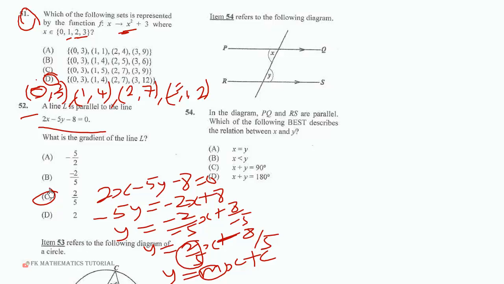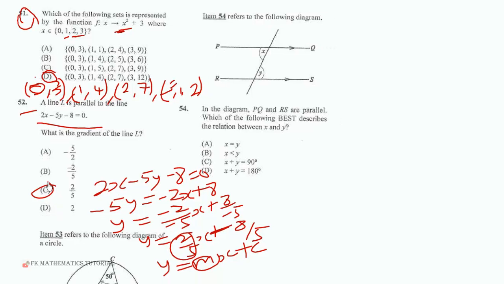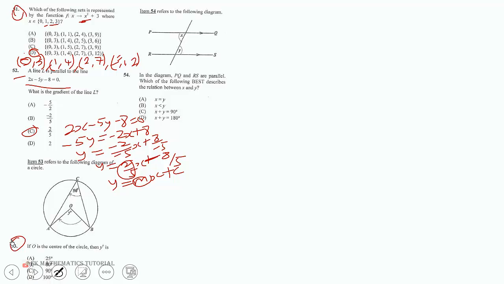Because two lines that are parallel have the same gradient. Now let's look at item 53. If O is the center of the circle, then y is 2 times the angle at the circumference. So y is 2 times 50 degrees. That will be equal to 100 degrees. So the correct answer is option D.